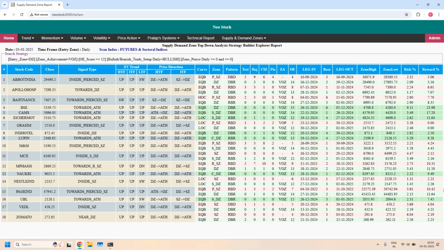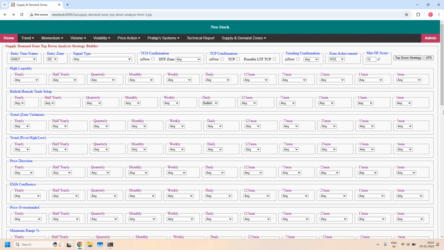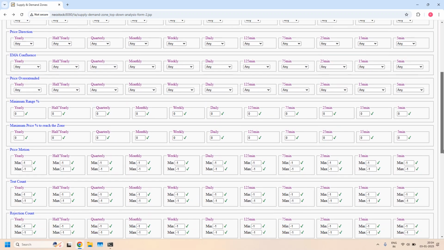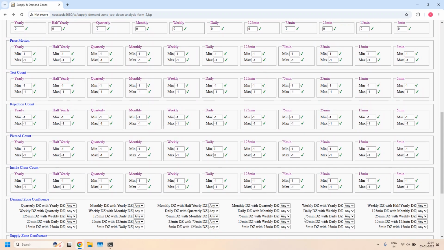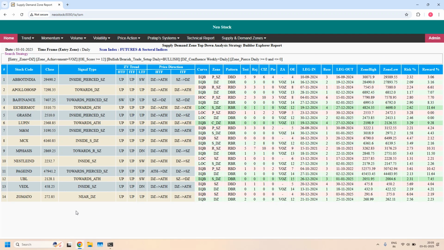Out of these 18, some high probability zones are there based on high liquidity zones. But apart from that, we can further add more high probability based on zone confluence. First filter is LTF and ITF demand zone confluence. Let us filter. In the demand zone confluence, daily demand zone with weekly demand zone confluence, I enable the filter. With this filter, the list has come down to 14.